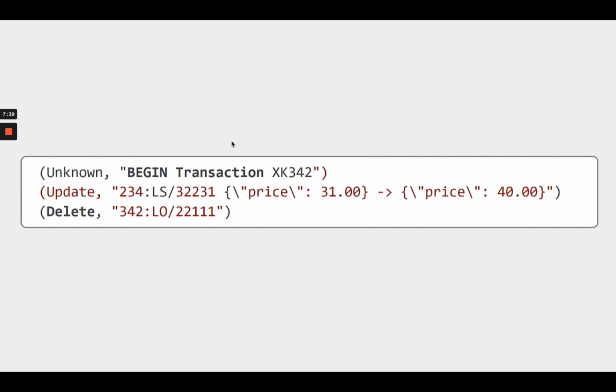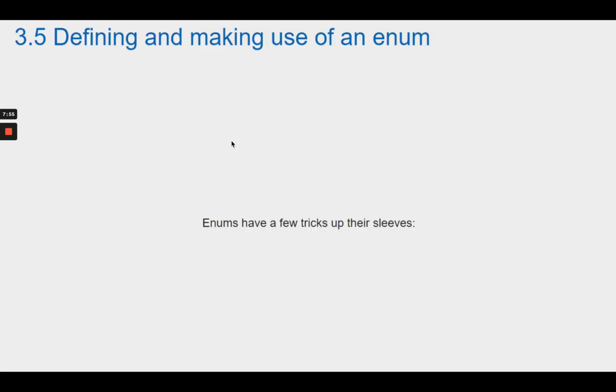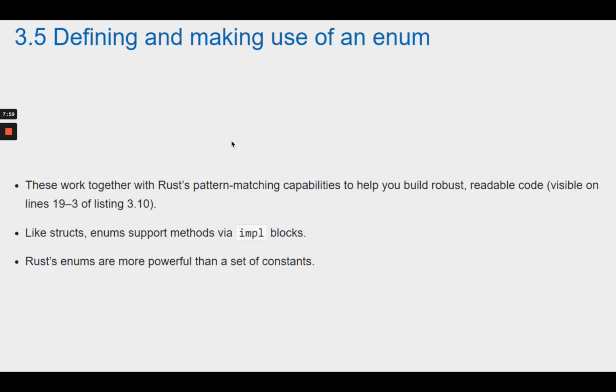Listing 3.10 shows the beginnings of an application that parses text and emits structured data. When run, the program produces the following output. You'll find the code for this listing in ch3/ch3-parse-log.rs. Enums have a few tricks up their sleeves.